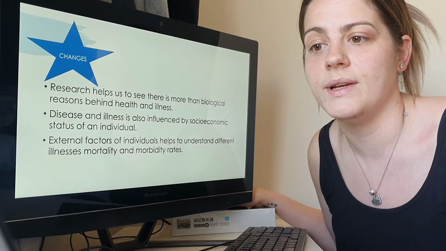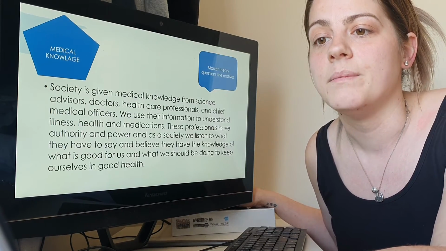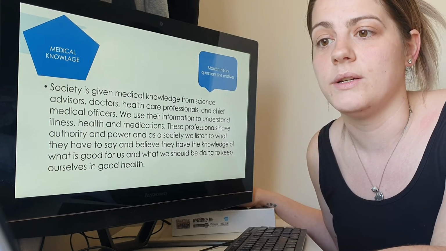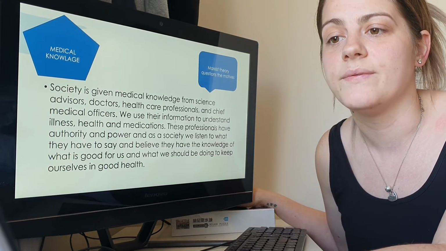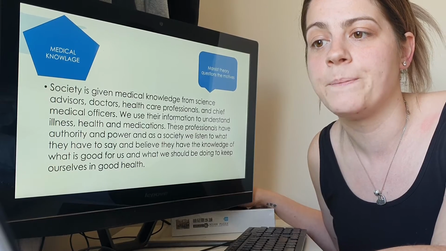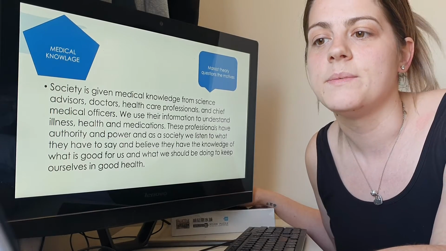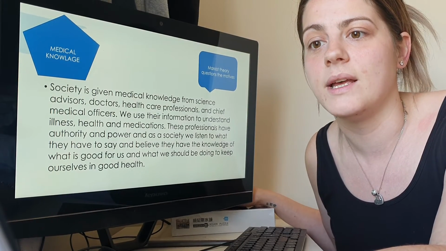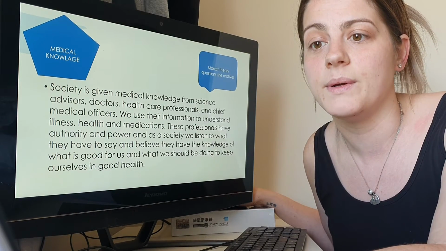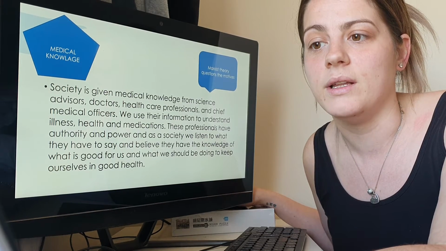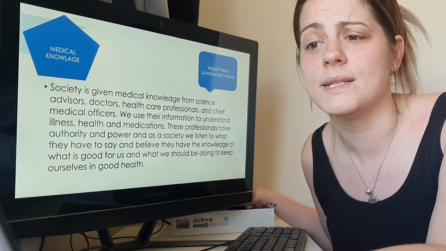Postmodernists believe that social theories are constructed and deconstructed over time. Medical knowledge is also socially constructed. Society is given medical knowledge from science advisors, doctors, healthcare professionals, and chief medical officers. We use their information to understand illness, health, and medications. These professionals have authority and power as they are experts and have scientific and medical knowledge that a patient does not. As a society, we listen to what they have to say and believe they have the knowledge of what is good for us and what we should be doing to keep ourselves in good health. But is this a good thing?